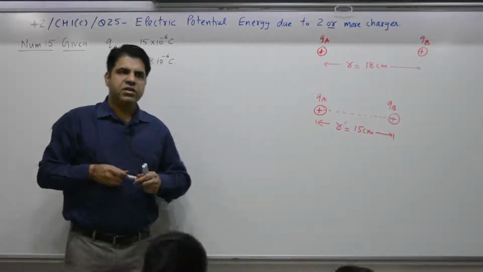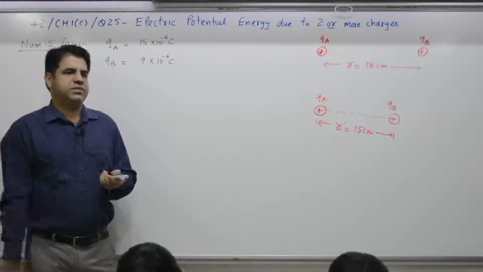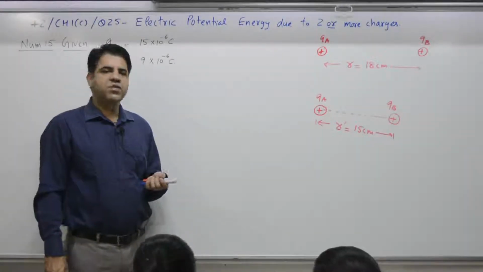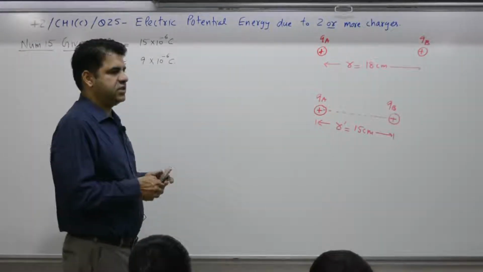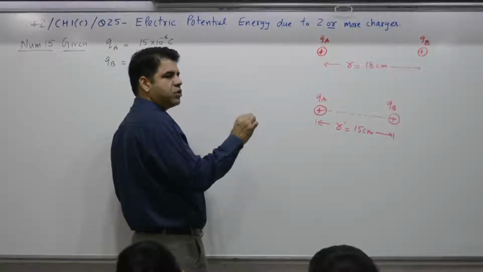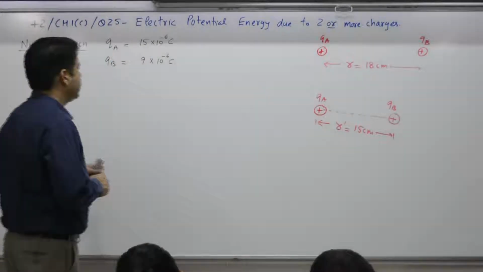Question number 1. Has the electric potential energy increased or decreased? Increased, because the formula for potential energy is Q1 Q2 divided by 4 pi epsilon naught R, inversely proportional to R. R decreases, so potential energy increases.